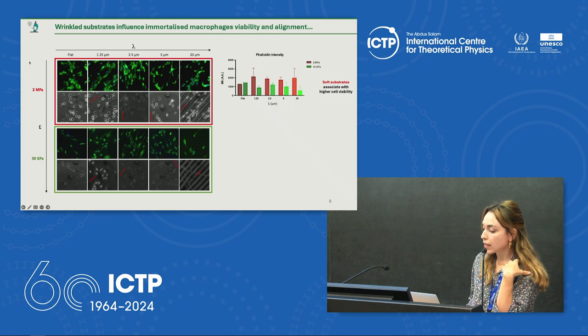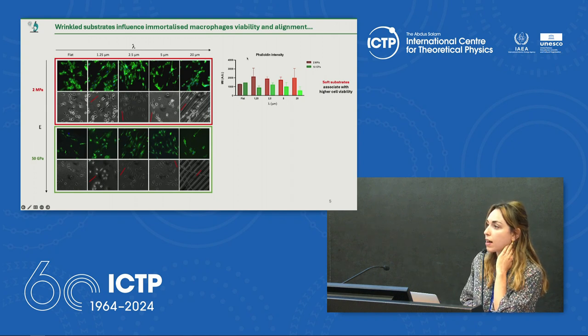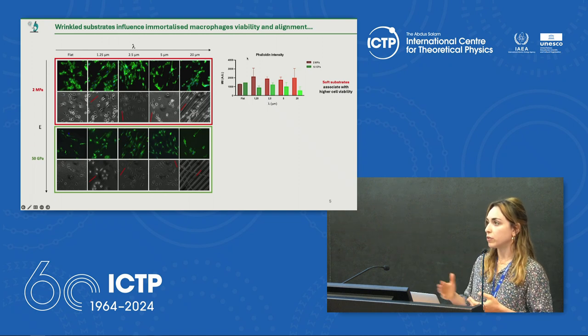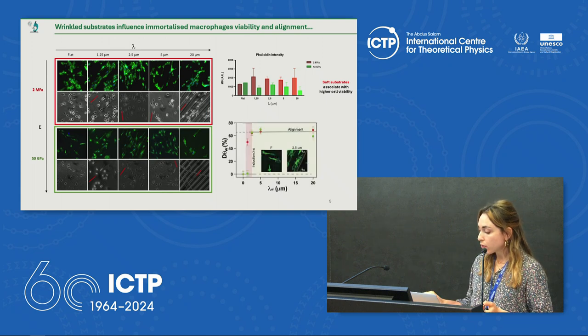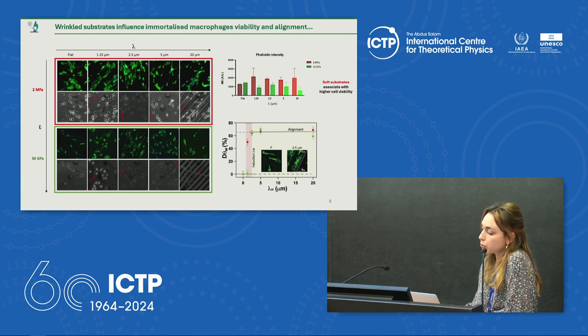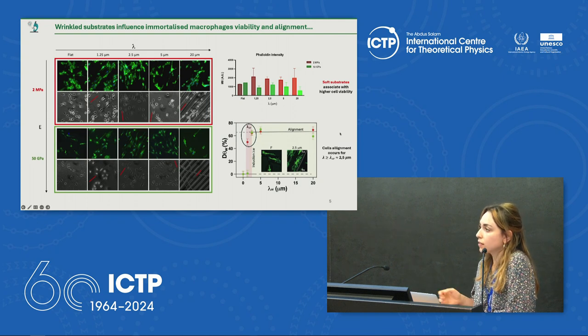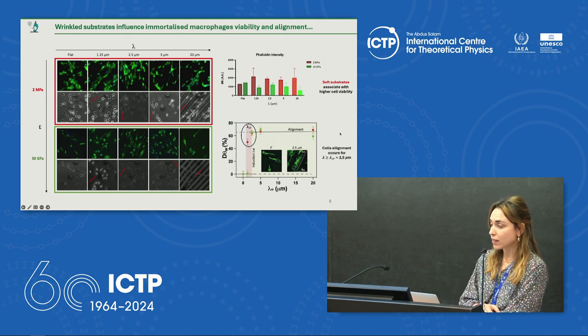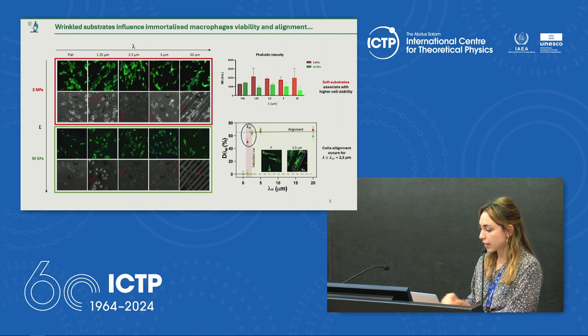First of all, the red box here is the softer substrate, and the green one at the bottom is stiffer substrates of different wavelengths. Basically, I found that the softer substrates are associated with higher cell viability, so there are more cells on this substrate. But I also found that cells start to align according to the wrinkle directions after a certain lambda critical, so after a certain wavelength, that in my case was around 2.5 microns.